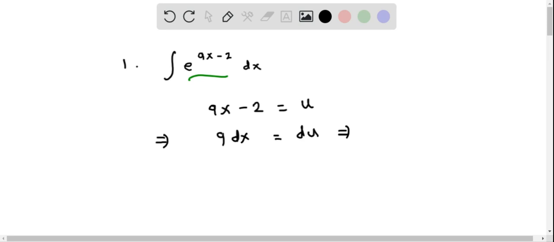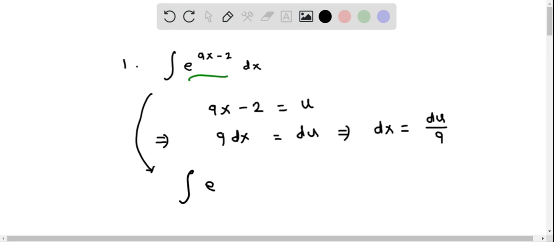So let's find the dx from this equation, that is dx equals, we divide both sides by 9, we then get dx equals du over 9. So using this substitution, we can rewrite this dx as du by 9. We are going to convert this integral, everything, in terms of the u variable. So I can rewrite this integral after the substitution.